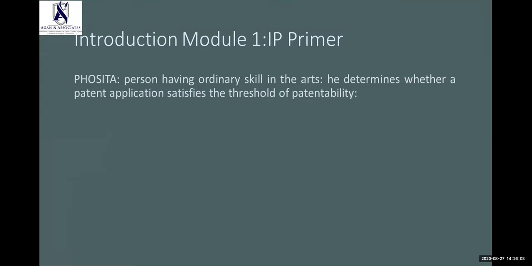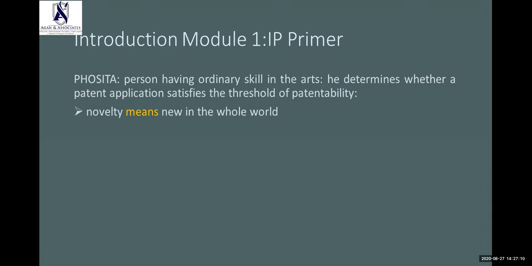Now, it's important that a patent meets a certain threshold. And the person who determines that an invention has met a certain threshold is usually referred to as the person having ordinary skill in the art in the world of patent. For you to remember it easily, you can use the acronym PHOSITA, person having ordinary skill in the art. He is actually the person that determines whether a patent application satisfies the threshold of patentability. And what is this threshold? The threshold is very, very, very high.